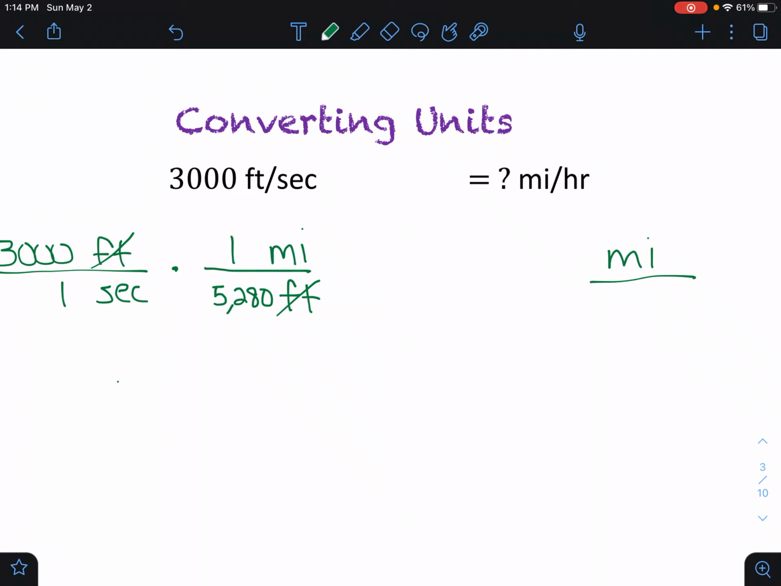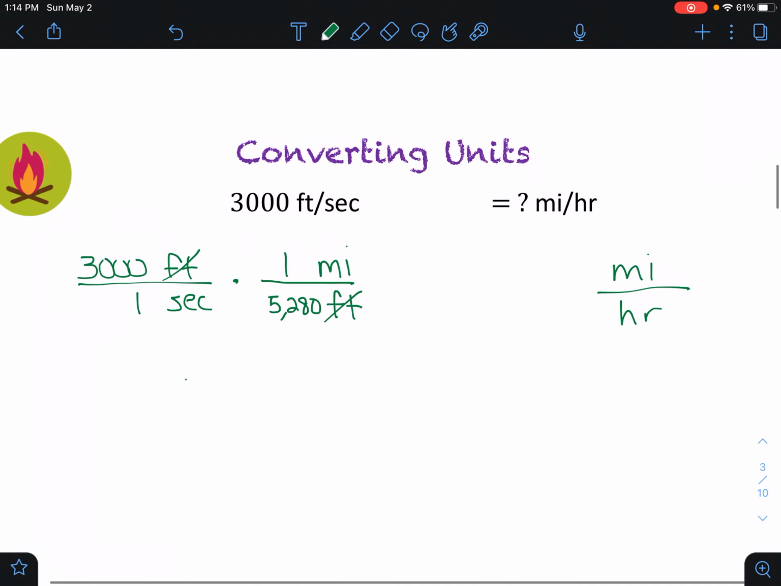Now what I need to do is convert seconds to hours, because I want miles per hour. Right now I have miles per second. Those are the units that are left. So I'm going to have to multiply again so I can get rid of seconds. I can't go from seconds to hours directly, well, you can, but I'm going to go from seconds to minutes first. So I know that 60 seconds, and notice I put seconds on the top because over here they're on the bottom. In order for them to cancel, one on the top, one on the bottom. So 60 seconds is equivalent to 1 minute.